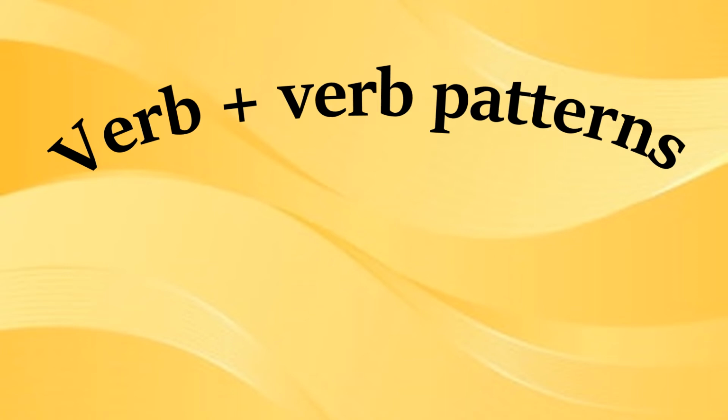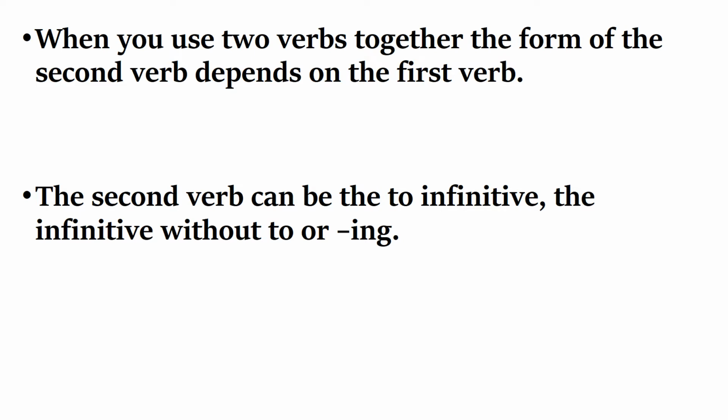In this video we learn the verb patterns. It means which form of verb should be used after the first verb. Okay. Let's start. When you use two verbs together, the form of the second verb depends on the first verb. The second verb can be the to infinitive, the infinitive without to, or ing.